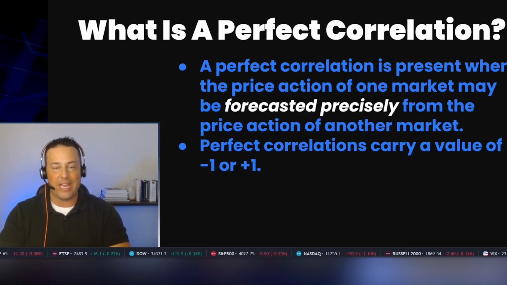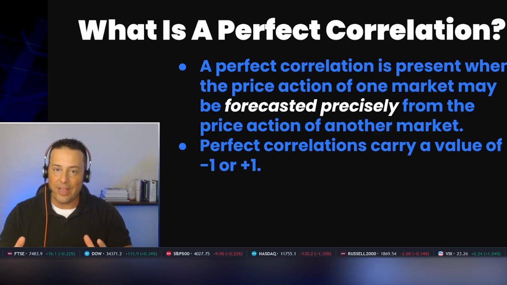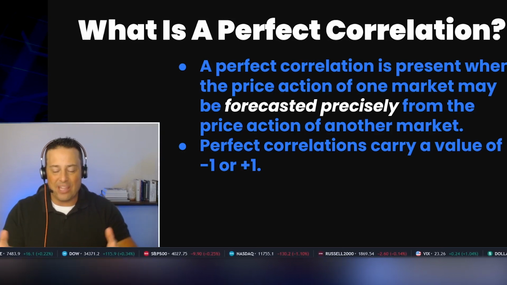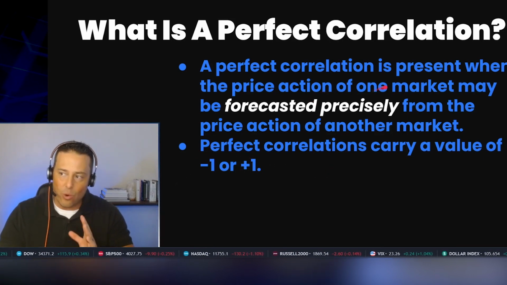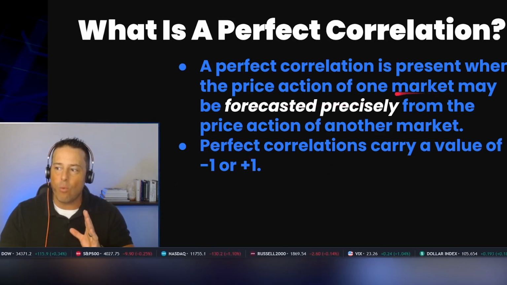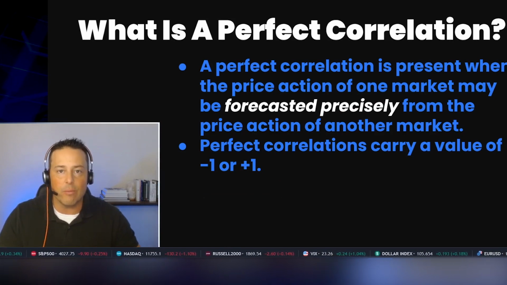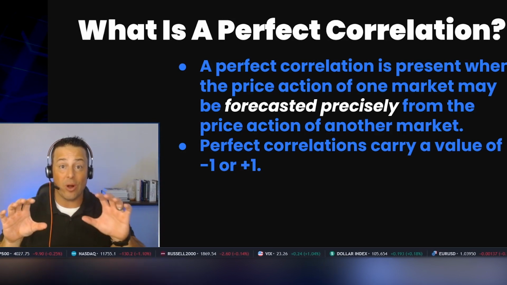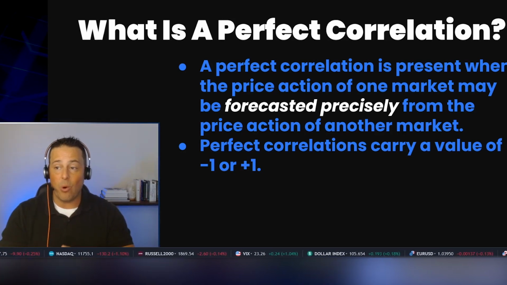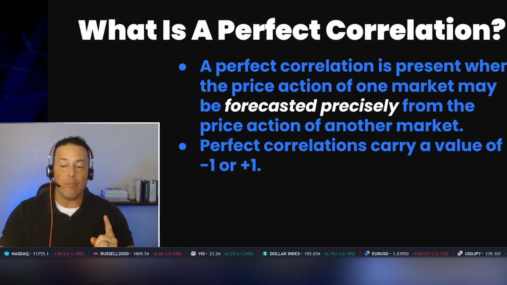Now, it's important to understand that there's correlations and there's perfect correlations. Perfect correlations are very important. They set the boundaries for our -1 and +1 scale. A perfect correlation is present when the price action of one market may be forecasted precisely by the price action of another market. That means that if we know what market A is doing, we also know what market B is doing. Very, very important. Perfect correlations carry a value of -1 and +1.